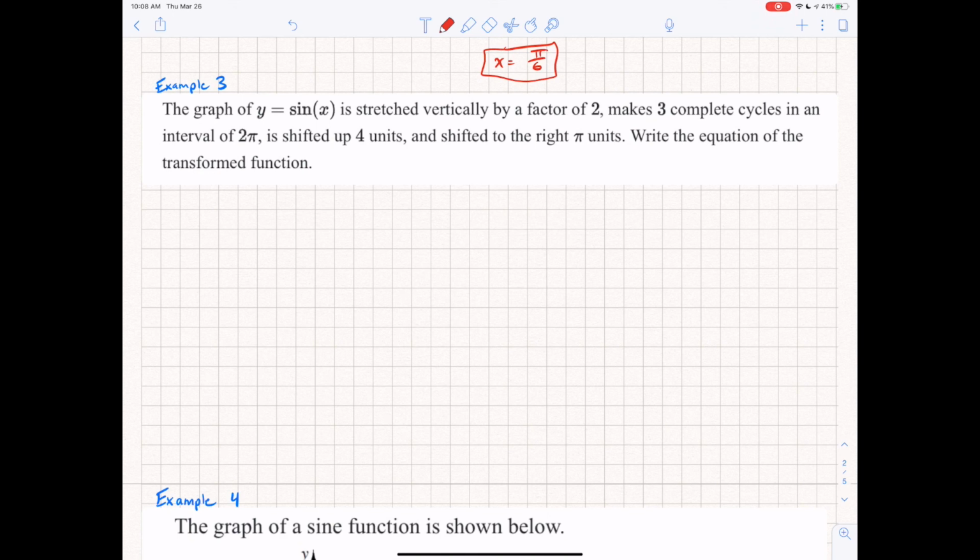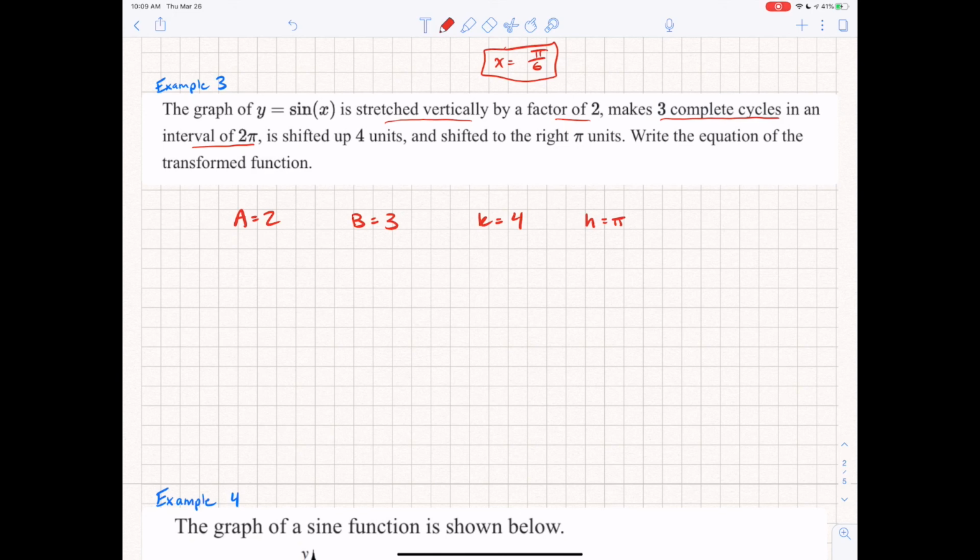We have our information. It is stretched vertically by a factor of 2. That is my amplitude. It makes 3 complete cycles in an interval of 2 pi. That is my angular frequency. It is shifted up 4 units, so that is my midline, that's my k. And it is shifted to the right pi units, which is my h.